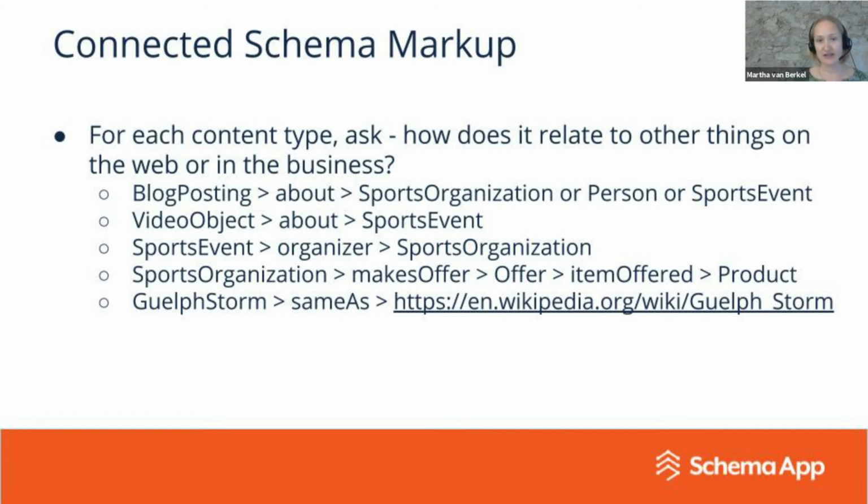So for each content type, what we want to do is ask, how does this thing relate to one another? So let's keep in the theme of our Guelph Storm website. So for example, we have a blog posting. I was saying how they had a recent blog posting about acquiring this new player from Russia that's going to be joining our team. And so the blog posting could use the property about to say that the blog posting is about the sports organization, so Guelph Storm, or perhaps about the person that they just joined, or our team lost 3 games and then came back to win 4. So perhaps the blog posting would be about that sports event or those specific games. And so again, the blog posting is being connected to those things that it's about.